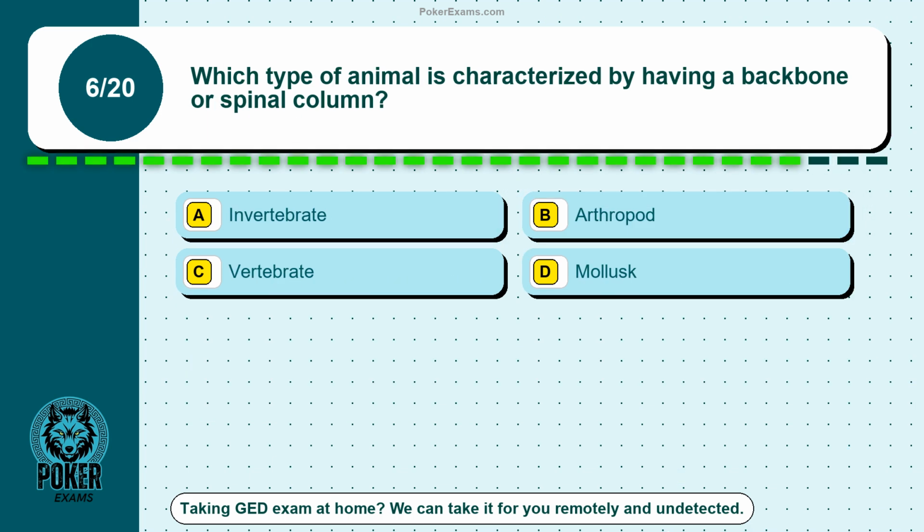Question 6. Which type of animal is characterized by having a backbone or spinal column? Option A, invertebrate. Option B, arthropod. Option C, vertebrate. Option D, mollusk.